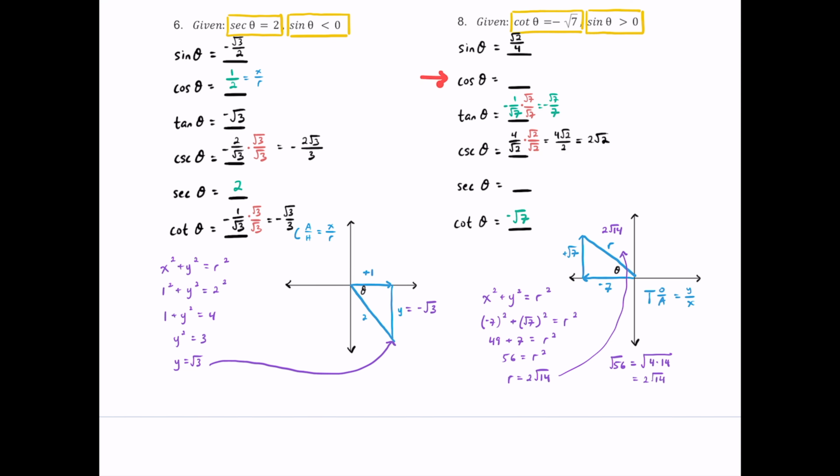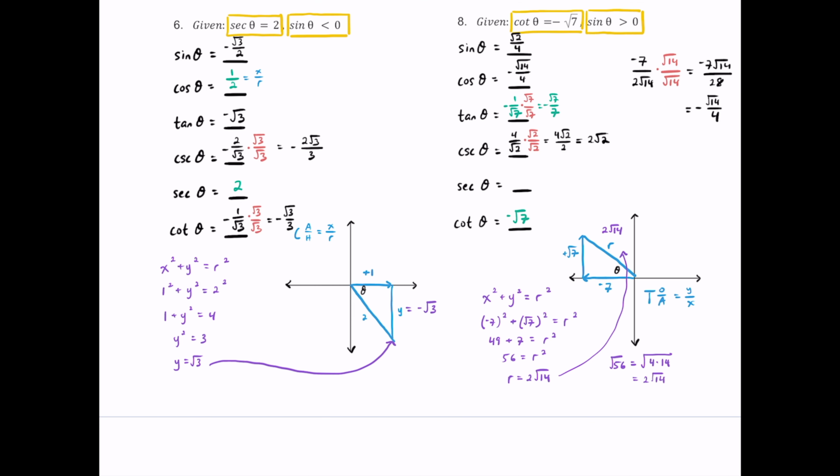And so for cosine of theta, that's going to be x over r. So here's x and then here's r. That's going to be negative 7 over 2 root 14. And if you rationalize that, I'm going to multiply by root 14 over root 14. And that'll be negative 7 root 14 over 2 times 14, which is 28. And you divide top and bottom both by 7, that'll be negative root 14 over 4. So for cosine of theta, we get negative root 14 over 4.